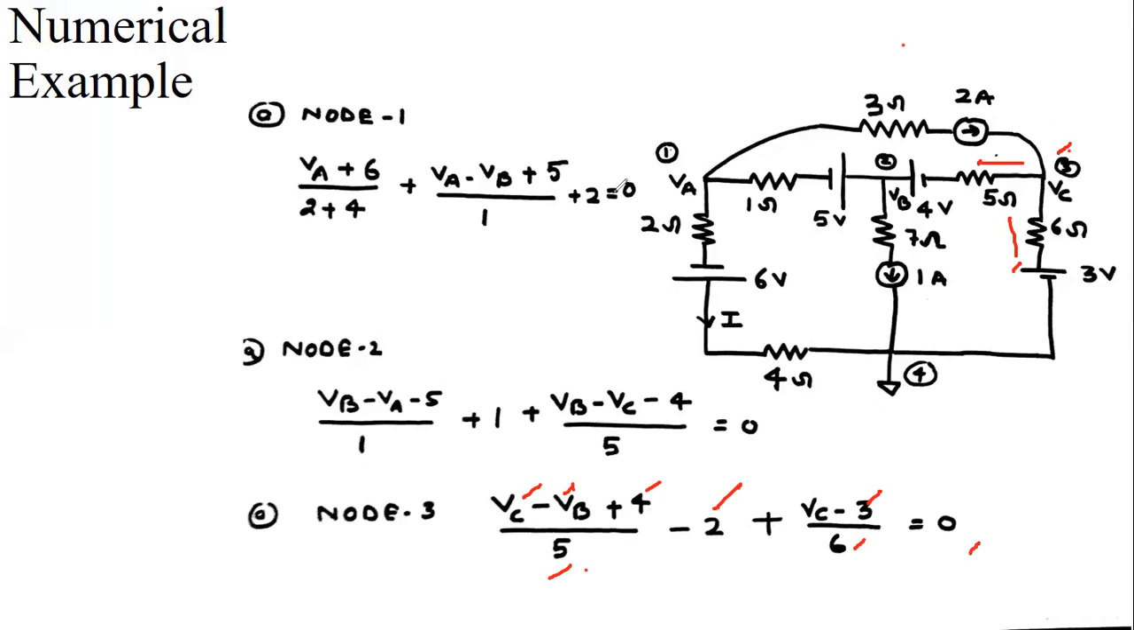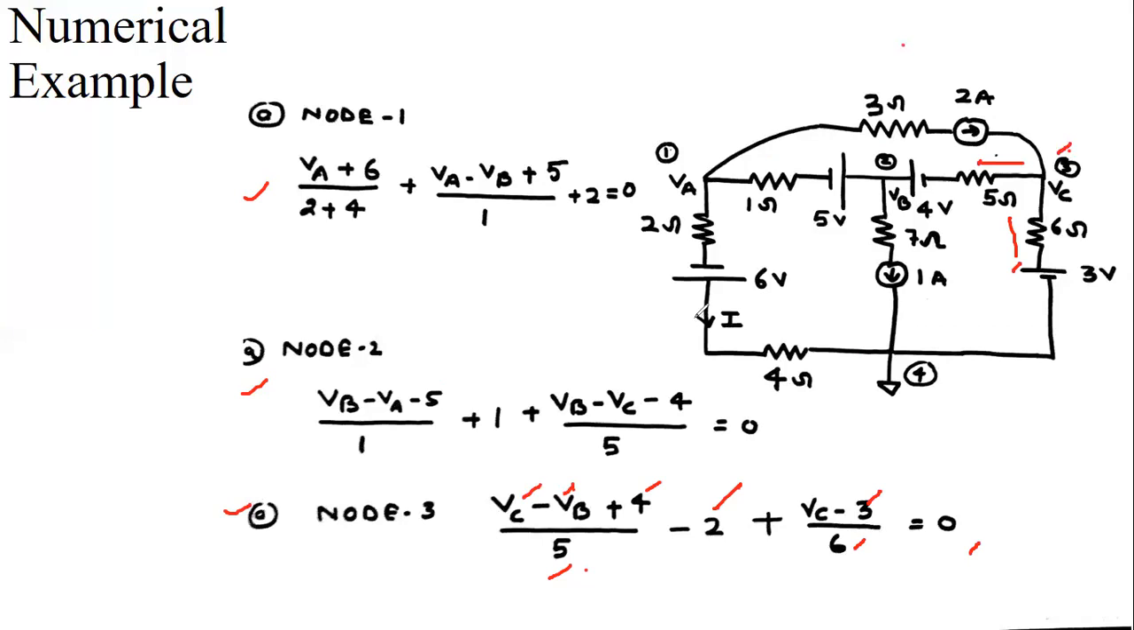Okay, so we have 3 unknown variables, VA, VB and VC, and we have 3 equations, and using these 3 equations we can calculate the values of VA, VB and VC. So ultimately we get the voltage of every node, and the current in a branch is always due to the potential difference.